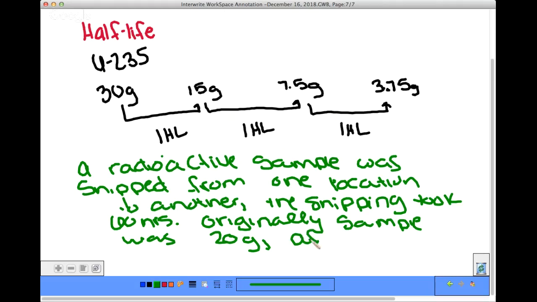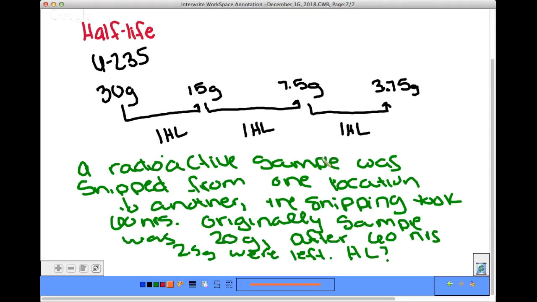After 60 hours, let's see, 2.5 grams were left. So our question is, what is the half-life? I'm going to need to show my work up here.